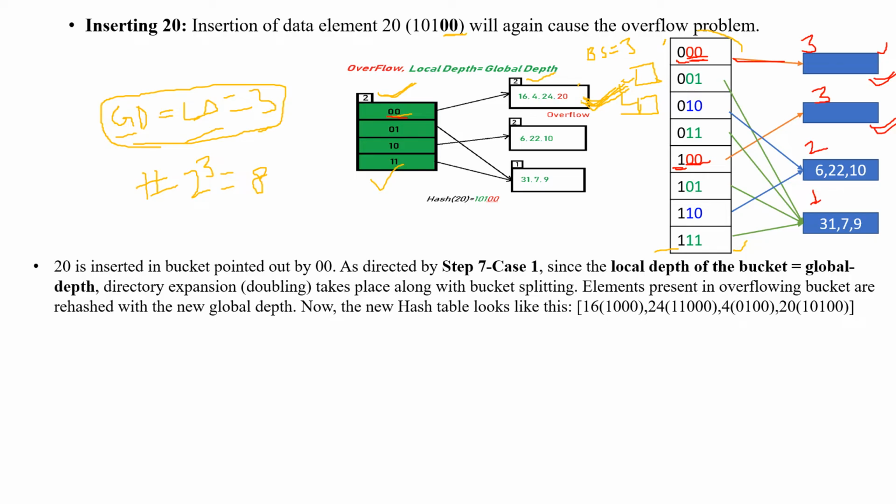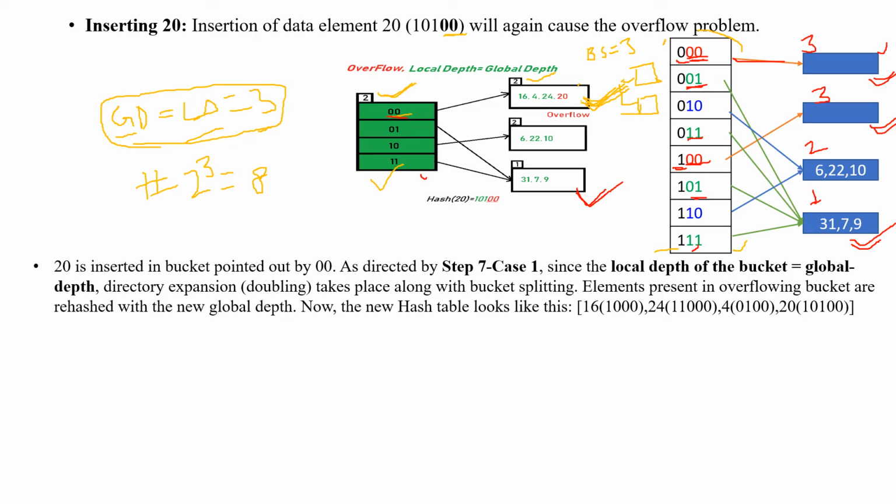Now coming to 01. Wherever it is 01, go to 01, as well as 11, because in this directory you can see that 01 and 11 both are pointing to this bucket. Both are pointing to the local depth 1 bucket. So wherever 01 and 11, all of these are going to point to this bucket.